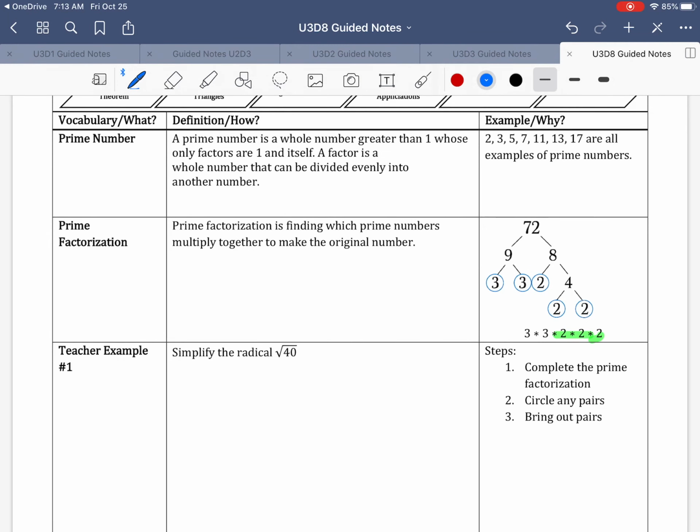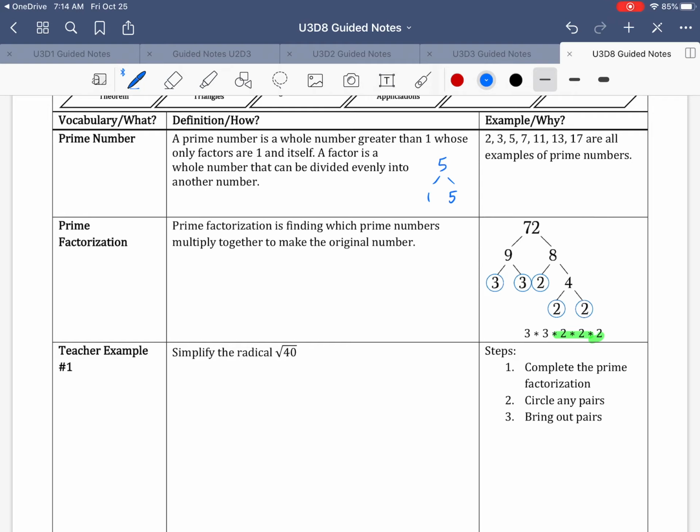So a prime number is a whole number greater than 1 whose only factors are 1 and itself. A factor is a whole number that can be divided evenly into another number. Examples of prime numbers are 2, 3, 5, 7, 11, 13, and 17. If we take the number 5, for example, and think about all the numbers that I can multiply and get 5, you only end up with 1 and itself. There are no other whole numbers that you can multiply to get to 5.